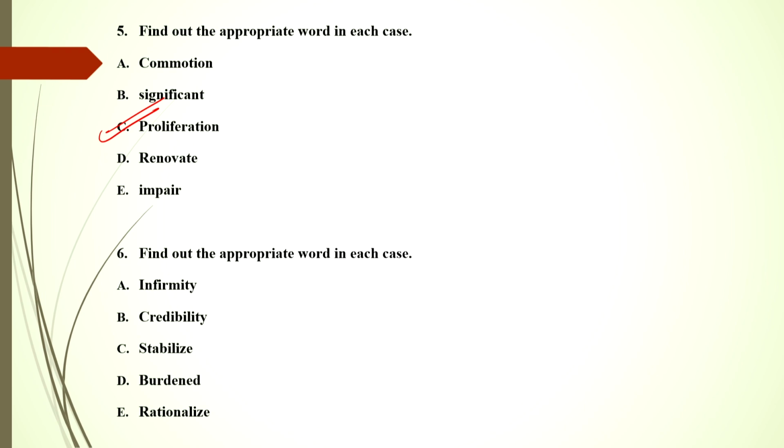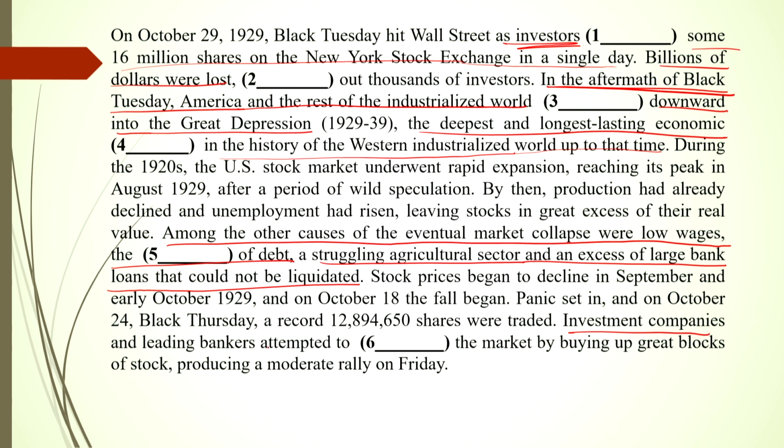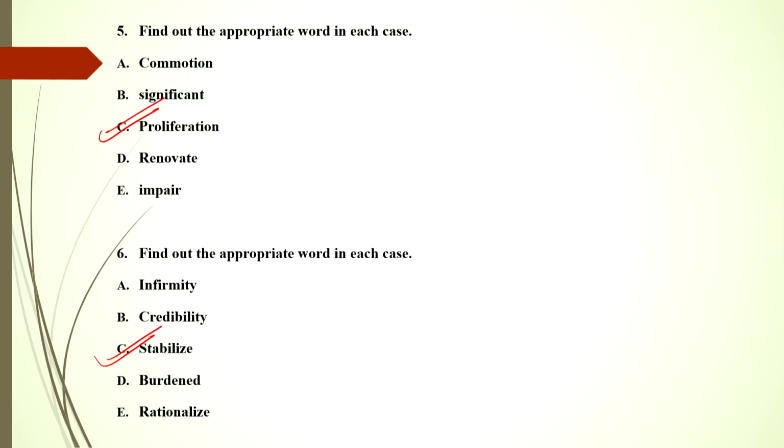Now moving on to our next question, that is question 6. Option C is the correct answer choice. The line: investment companies and leading bankers attempted to dash the market by buying up great blocks of stocks, producing a moderate rally on Friday. It talks about the efforts made by the leading bankers and investment companies to stabilize the market, that is to make it stable or firm, basically to support it after such a huge depression in the stock market. Hence only option C fits perfectly and is the correct answer choice.